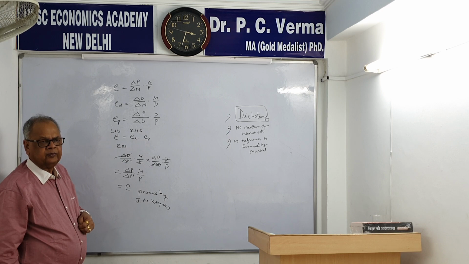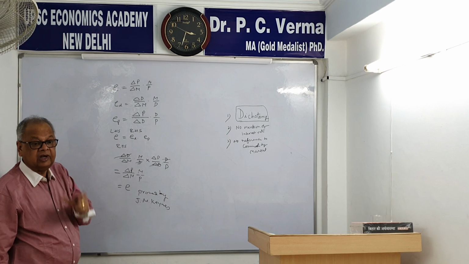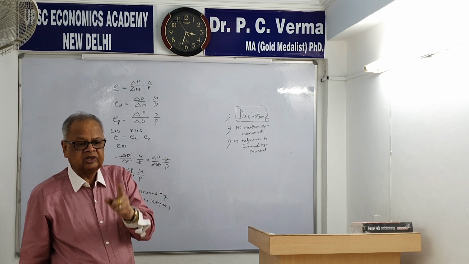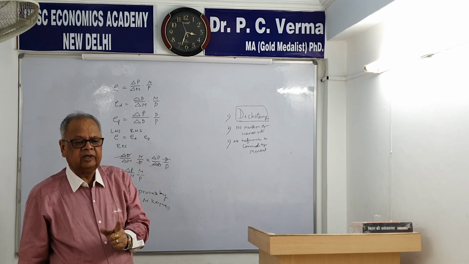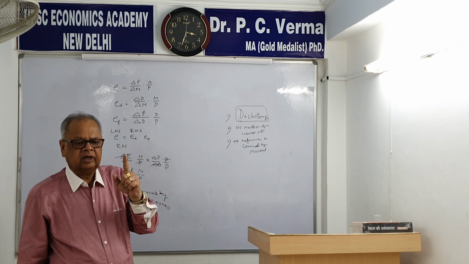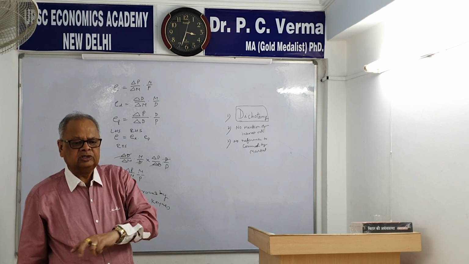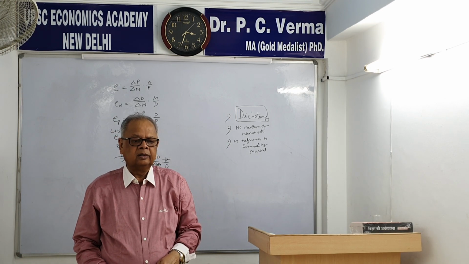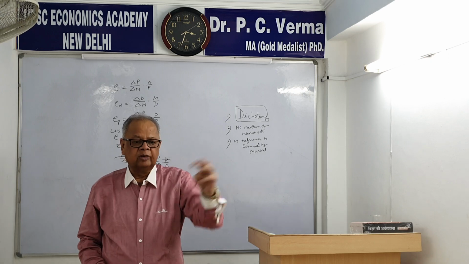Therefore, scientifically, Keynes has rejected the Fisherian quantity theory of money on the basis of dichotomy, on the basis of neglecting the commodity market, on the basis of jumping from the frying pan to the fire.